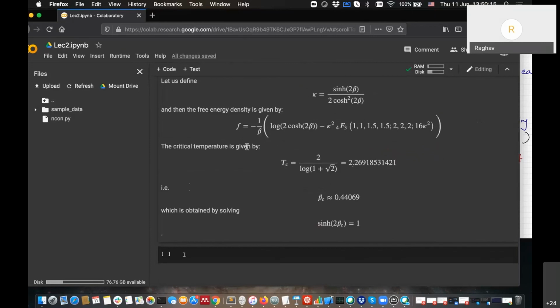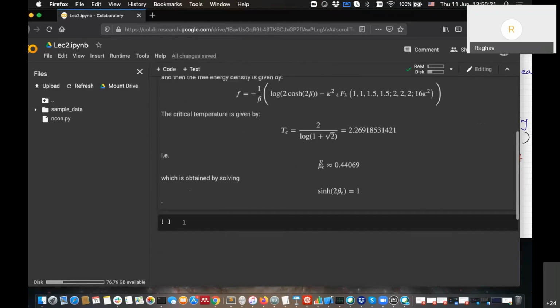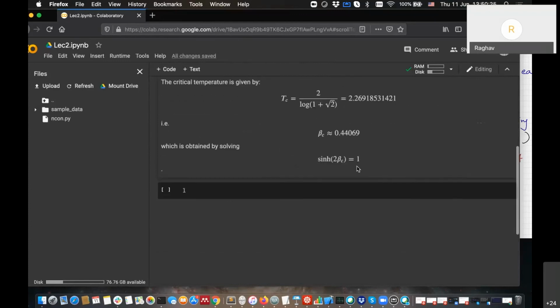The critical temperature is given by this expression, Tc is 0.2691. This is all for the square lattice, and that gives us beta_c equal to 0.44069. This can also be obtained by solving sinh 2 beta_c equal to 1. So if you put the beta_c value in, you'll get sinh of 2 times 0.44, which will give you 1, right? So these are the exact results which we know.